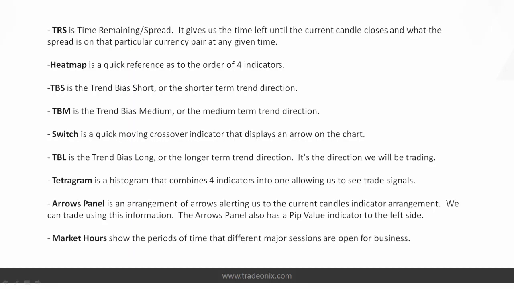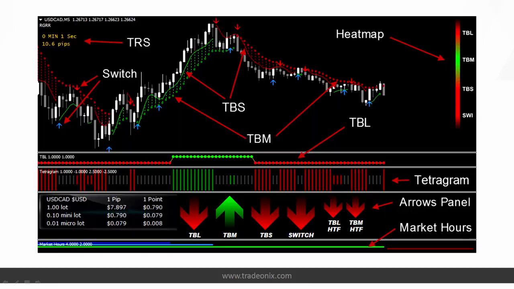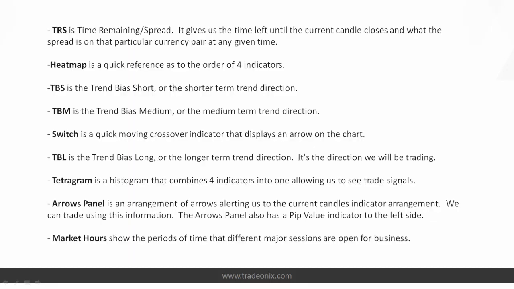The TBM is the trend bias medium, or the medium-term trend bias. On this chart, that would be the dots. So you have the green dots underneath the price, and then the red dots over top of the price. We are going to use the TBM not only to determine the medium-term trend, but we're going to use the TBM to determine how we manage the trade. This is how we're going to trail our stop loss.